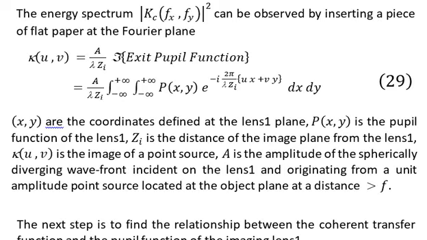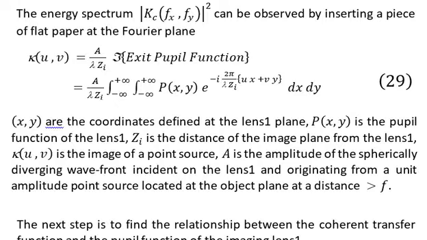So x and y coordinates are defined at the lens 1 plane, because if we assume that our system consists of a single lens, then of course the entrance pupil, the exit pupil and the physical aperture, all the three apertures will be identical to each other. So xy are the coordinates defined at the lens 1 plane, and p of xy is the pupil function of lens 1, and then zi is the distance of the image plane from lens 1.